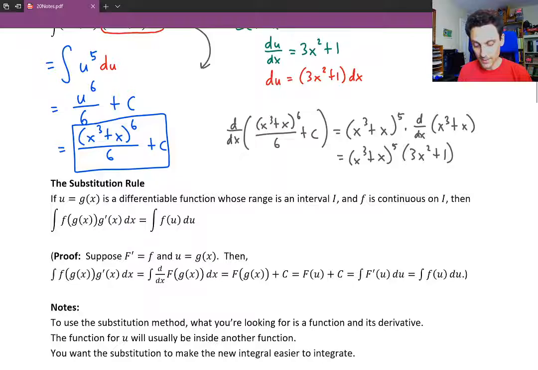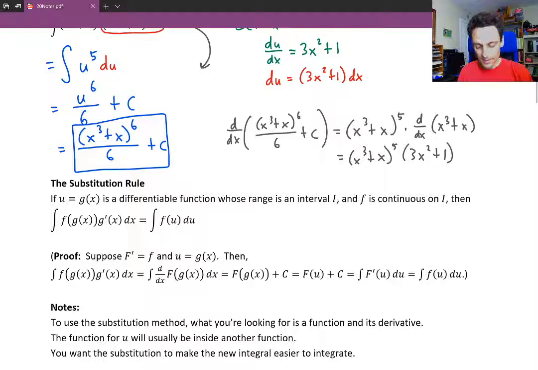So here's a more formal statement of the substitution rule. We write, if u is equal to g of x, so u is some function g of x that appears inside of the integral, appears inside the function we're finding the antiderivative of, if that's a differentiable function whose range is an interval I, and f is continuous on I, then the integral of little f of g of x times g prime of x dx is equal to the integral of f of u du. Remember, that's f of u, not fu.